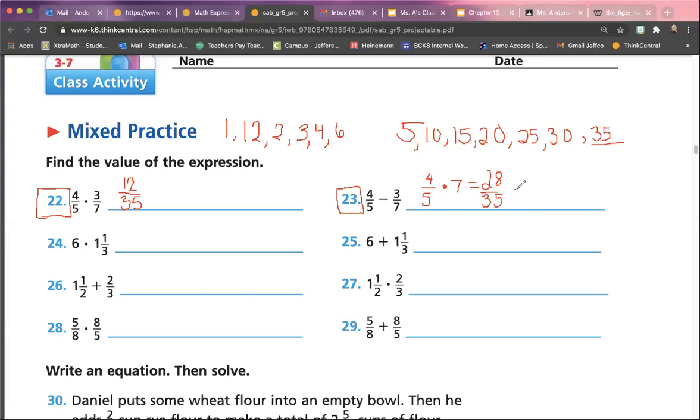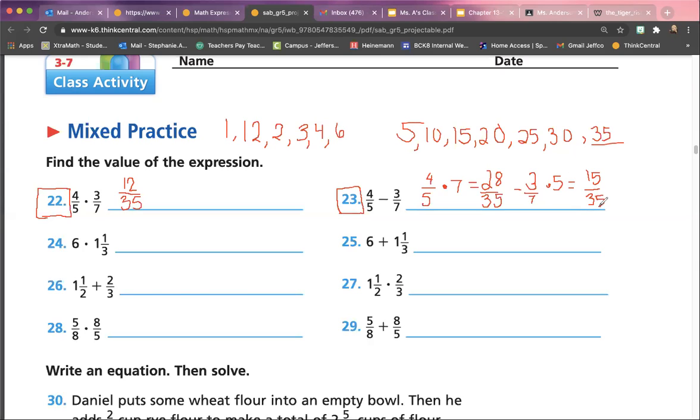minus 3/7. Still doesn't work, does it? Nope. What do I need to do now, Gio? What do I need to multiply my 3/7 by? 5. Yes, you were on a roll today. 3 times 5 equals? 15. Nice. And 7 times 5 equals? 35. Aha.